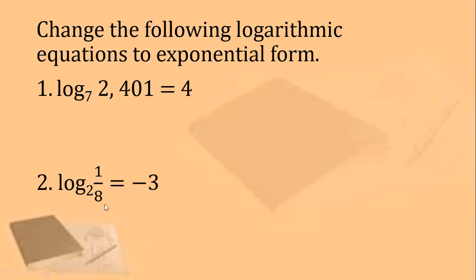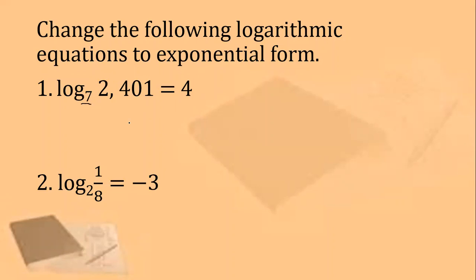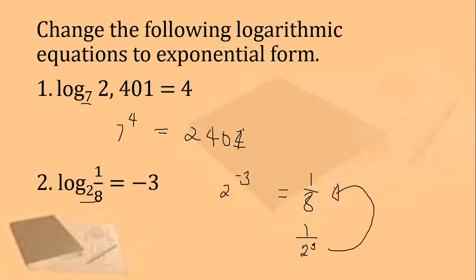Example, change the following logarithmic equation to exponential form. So, this is the base. Whatever is equal is our exponent. And then the answer would be 2,401. Next, logarithm of 1/8 to the base 2 is equal to -3. So, base 2, then -3 is equal to 1/8, because we all know that having a negative exponent is over 3. Simplify, so we have 1/8.